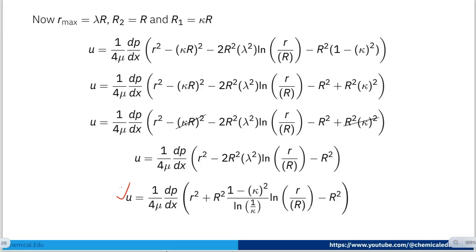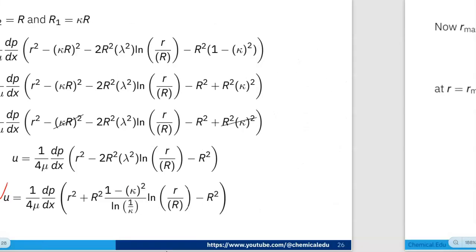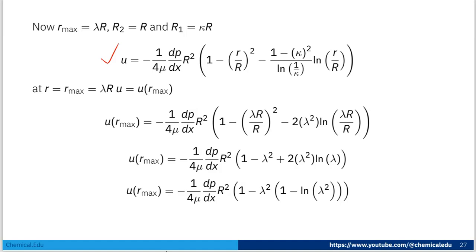Now here if you change the r value, you will get a different velocity. Finally, we already know that we considered the maximum velocity location, and I will use that. I am trying to get the maximum velocity. So this is the profile. Now we know at r equal to r max, lambda R, u will be u max. So if I plug in that r max and we already know the relationship between lambda and kappa, from that we'll get that u max is minus 1 by 4 mu dp by dx R square times 1 minus lambda square minus ln lambda square.